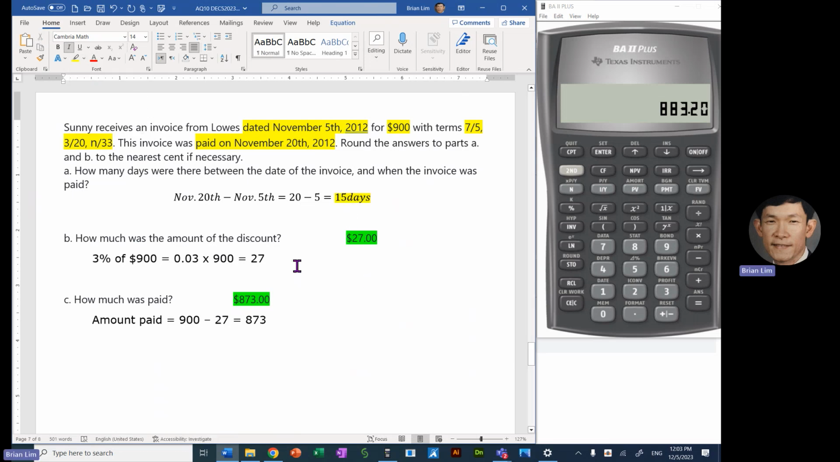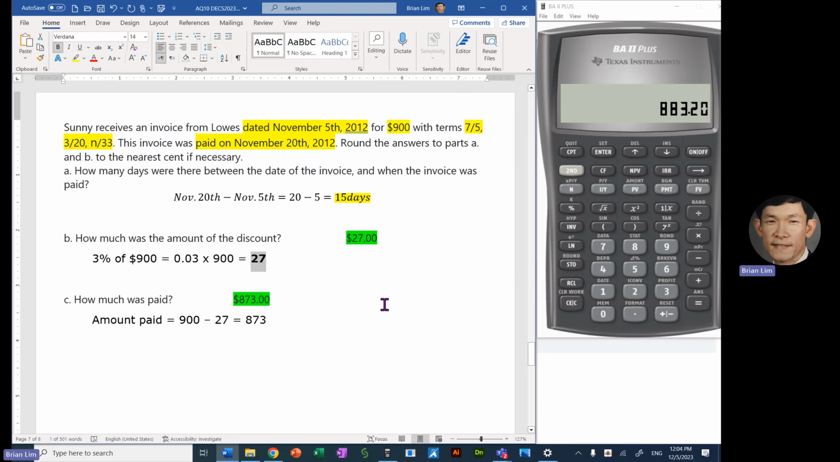Okay, so 15 days. So how much was the amount of the discount? Well, if you look at the discounts, 7% for 5 days. Now we're past 5 days, 15, but 15 is less than 20. So 3% if paid after 5 days, but before 20 days. So we're in that region of the 20 days, or the 6 to 20. So this is the 15th day. So we are eligible for 3% discount, and this is the 3% that we have here. 3% times 900 should give us this answer of 27.